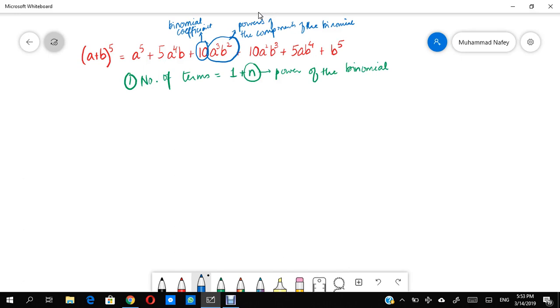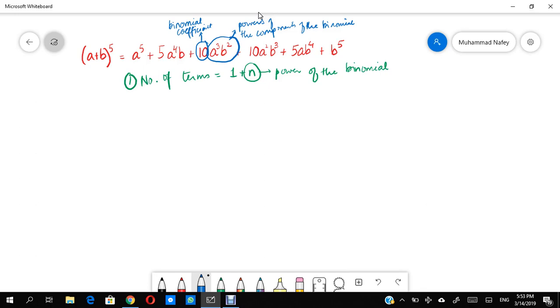Right. The second observation that we can make from this expansion is regarding the powers. We can see here that the first term has the first component of the binomial with the maximum power. And in the successive terms, its power decreases by 1 at every step. So you can see that the first term has a to the power of 5. The second term has a to the power of 4. The third has a to the power of 3. And this decrease goes on until in the last term the power of a is 0 and hence it's not written at all.